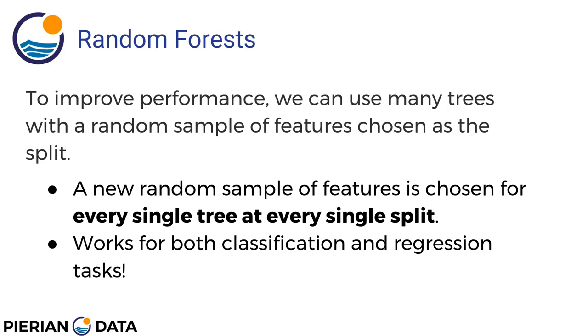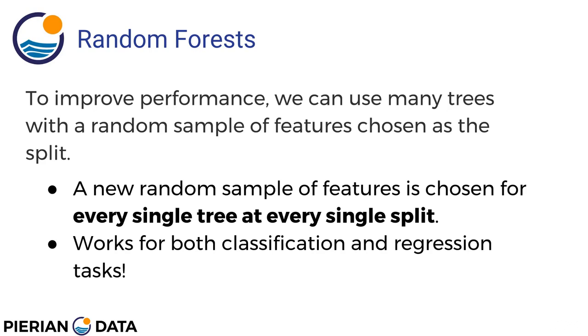And keep in mind, this method works for both classification and regression tasks. Classification will just end up taking votes for what class this particular sample belongs to. Regression will just take the average of the predicted values and then set that as its predicted continuous label.